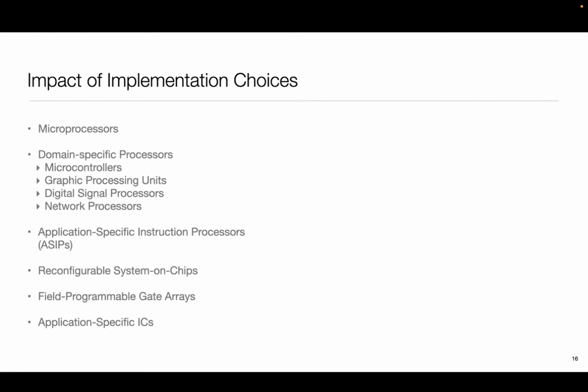Okay, so back to the programming. Hopefully I've convinced you there's a whole bunch of implementation choices we have, ranging from general purpose microprocessors at one end to application specific ICs and the whole stuff in between. And the question that arises is, how do they compare?